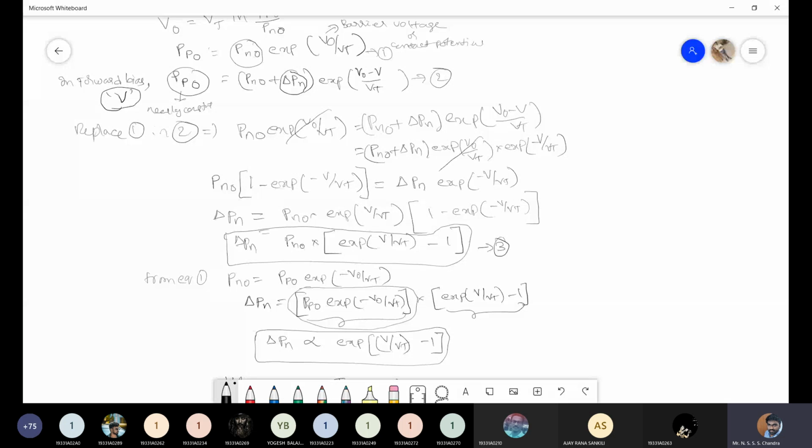This derivation of the diode current equation is also important. So you need not begin from the energy band diagram. You can directly start deriving this equation from the Boltzmann's relationship.